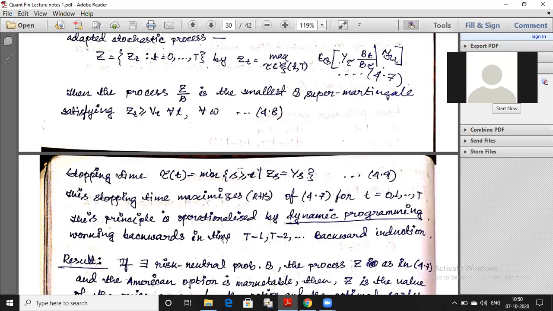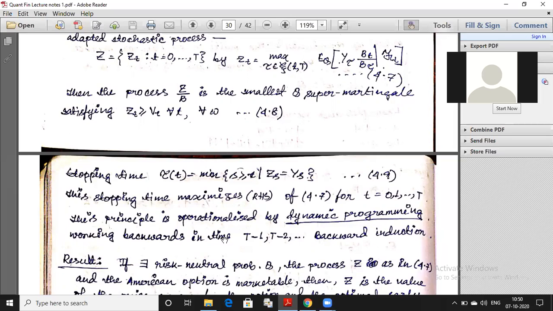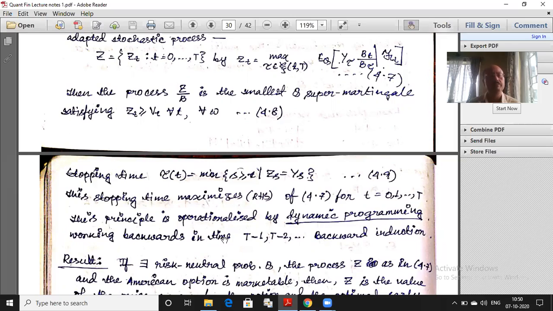So this is the backward induction principle, and the method that is used is called dynamic programming. Dynamic programming is essentially a time-dependent objective optimization problem, and our variable of interest is essentially when I should be exercising. What is my stopping time?